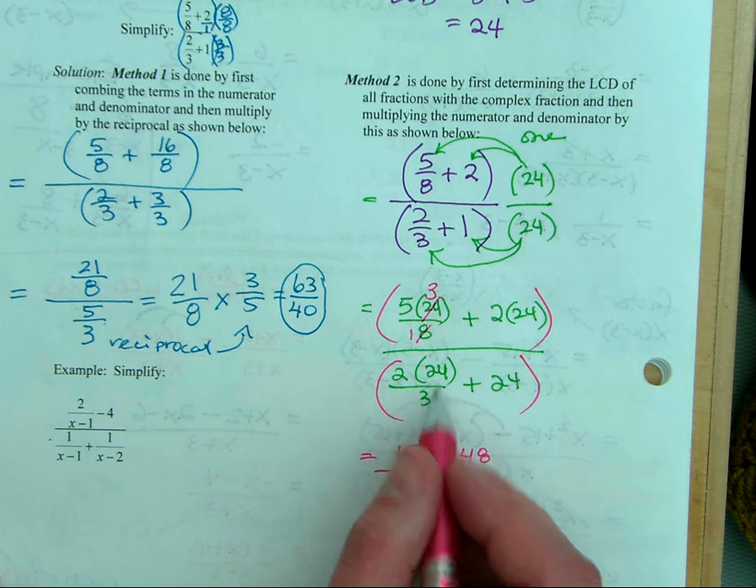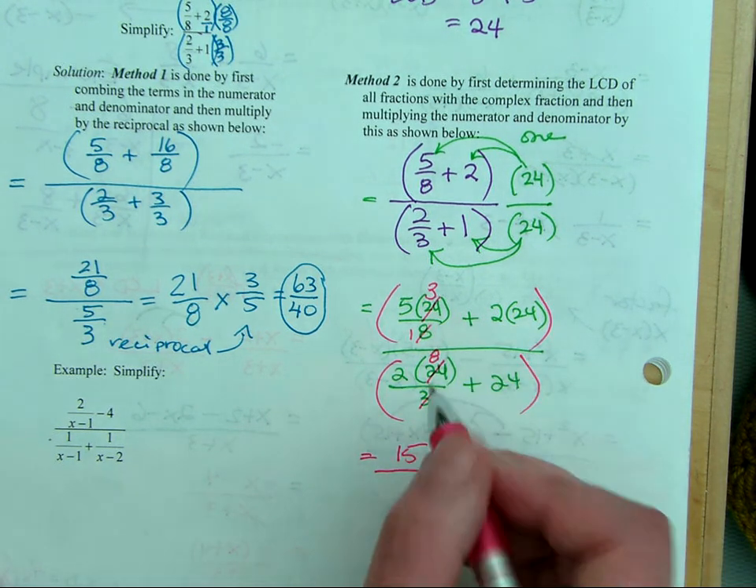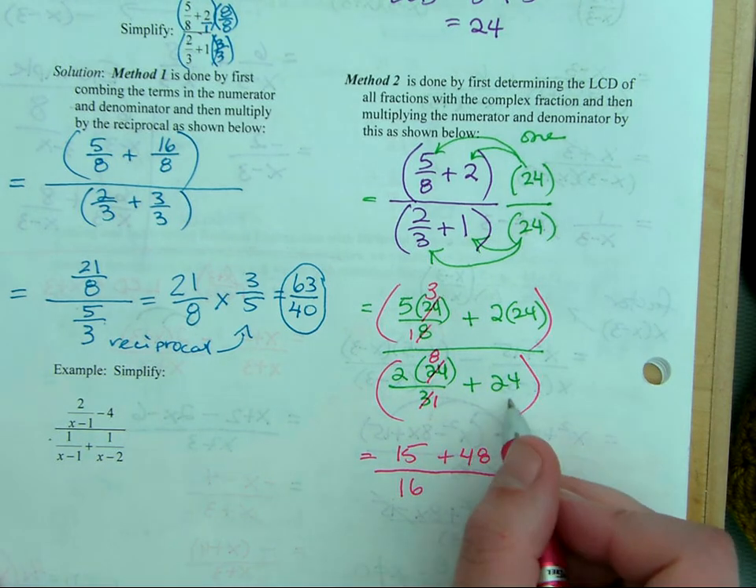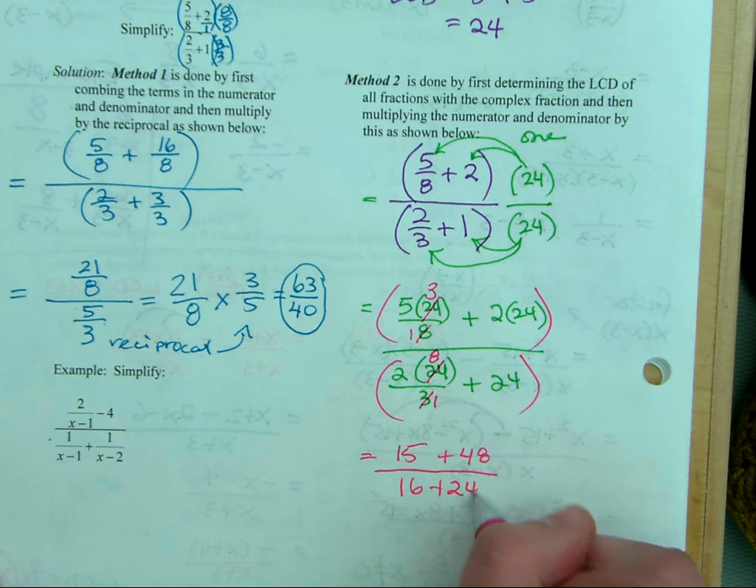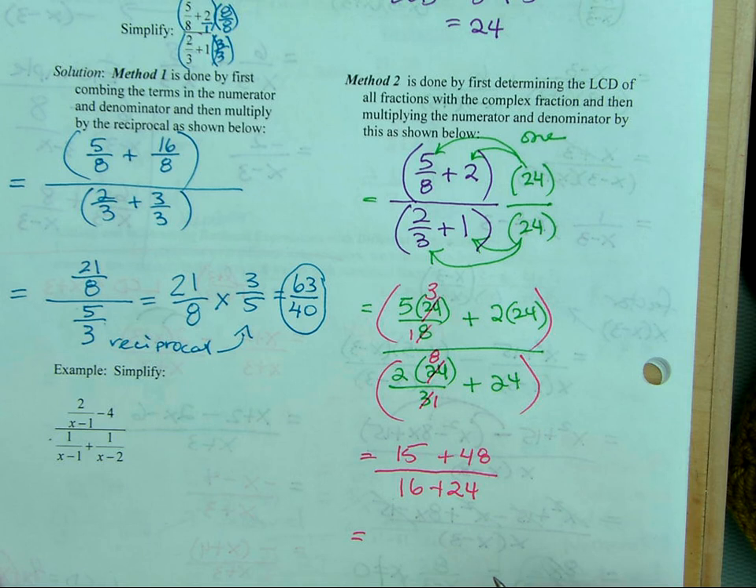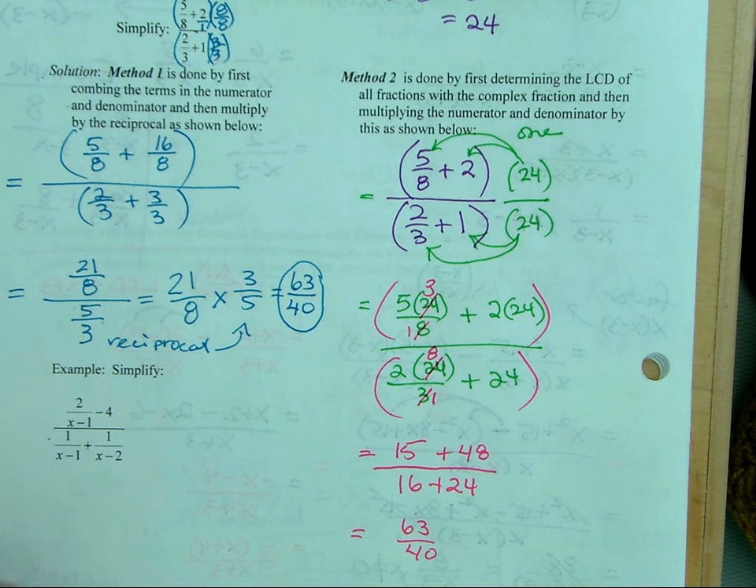I could go 2 times 24 and divide by 3, but doesn't 3 go into 24? How many times? It goes in 8 times. So you have 2 times 8 is 16. What happened to 3? It became a 1 because of that reducing, the cross canceling, right? And then we have plus 24. And this is equal to, what is that? Is that 63 over 40? Which is the same answer I got.